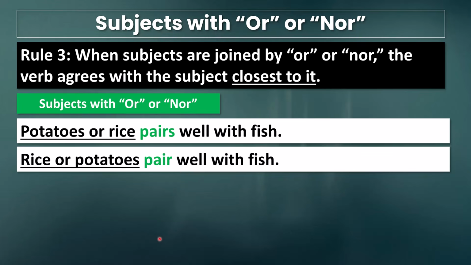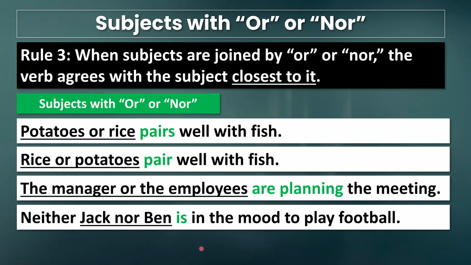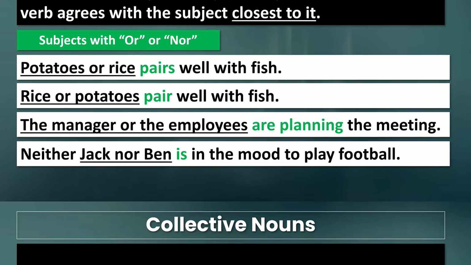Let's look at some other examples. The manager or the employees are planning the meeting. Because employees is plural, the verb must be plural as well. Are planning, not is planning. Another example. Neither Jack nor Ben is in the mood to play football. Ben is singular, so the verb must also be singular. Let's move on to our next rule.